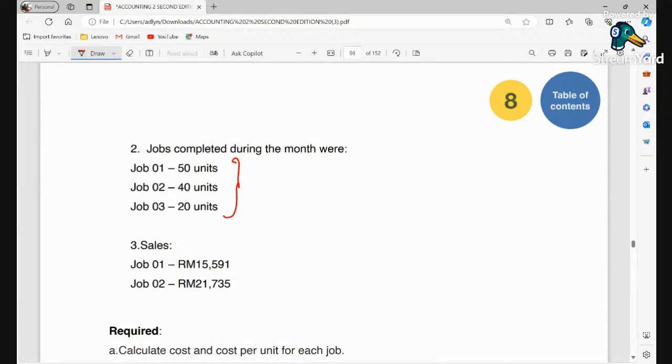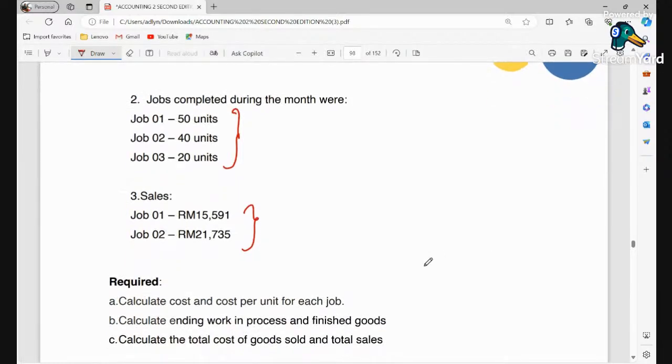Alright, so job 01, yang dia bagi dekat sini ialah harga jual. Okay, this is the sales price. Alright, okay. So you kena faham sales price, harga kita dengan client or customer. Okay, you have another one which is the cost price, which is harga you dengan kilang lah, COGS. Okay, so that is different figures.